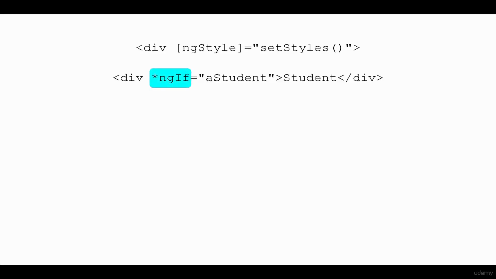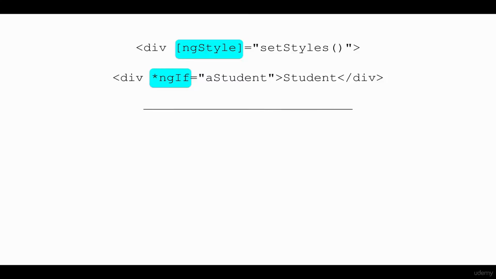Now, how does it look like in code? In here, you see two different examples of a directive, ngStyle and ngIf. ngStyle is an example of an attribute directive, and ngIf is an example of a structural directive. In the case of ngStyle, it changes the appearance of our element. For ngIf, it removes or adds a specific element in your DOM.